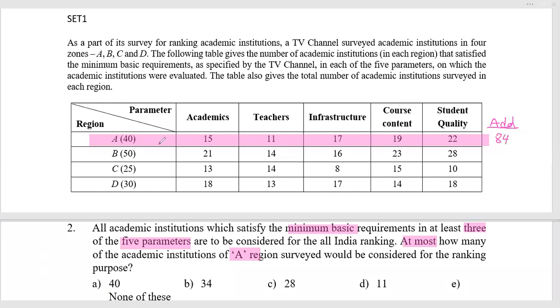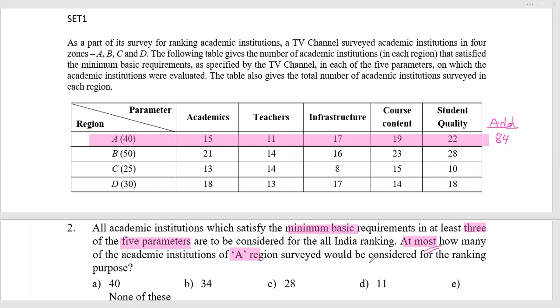So here we can see that in a classroom of 40 students, I have to distribute 84 chocolates. It has not been mentioned that each of the institutes has to satisfy a minimum of one criterion. That is not mentioned. So there may be some students who have not received a single chocolate. It is possible.